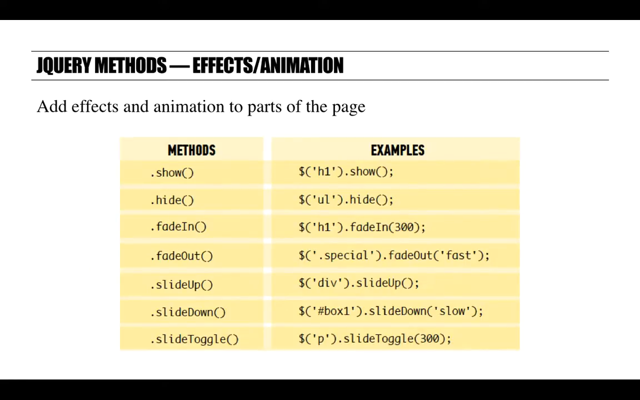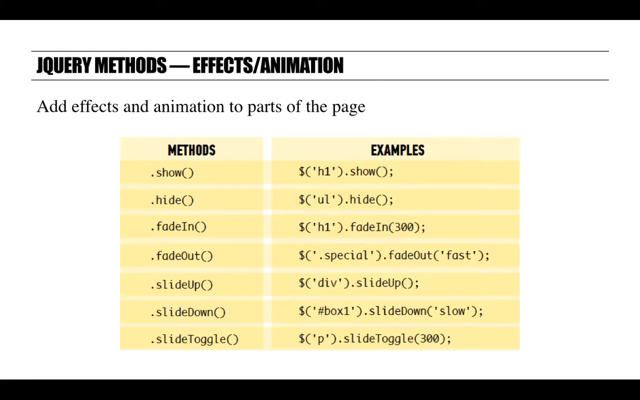You can do effects and animation with JavaScript also, and these are just some simple ones that you can do. So there's show, hide, fade in, fade out, slide up, slide down, and slide toggle. Slide toggle is pretty much going to work the same. If it's already down, then it's going to slide it up. Otherwise, if it's already up, then it's going to slide it down.